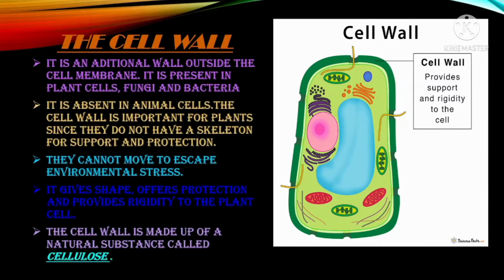The cell wall. It is an additional wall outside the cell membrane. It is present in plant cells, fungi and bacteria. It is absent in animal cells. The cell wall is important for plants since they do not have a skeleton for support and protection. They cannot move to escape environmental stress. It gives shape, offers protection and provides rigidity to the plant cell. The cell wall is made up of a natural substance called cellulose.